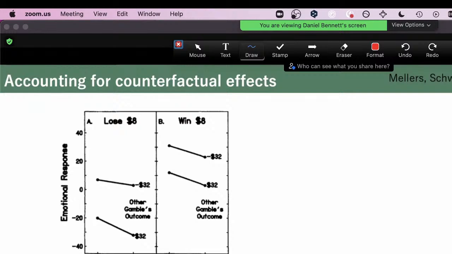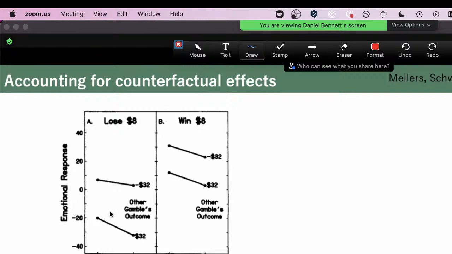This is one of those very hand-drawn figures from psychology papers from the 1990s. What goes on the left here are all the cases where you lose $8. On the left here is if you lose $8, but the other thing that could have happened with the gamble that you chose was losing $32. This is where the other thing that could have happened was winning $32. The difference between the two lines is the counterfactual information.